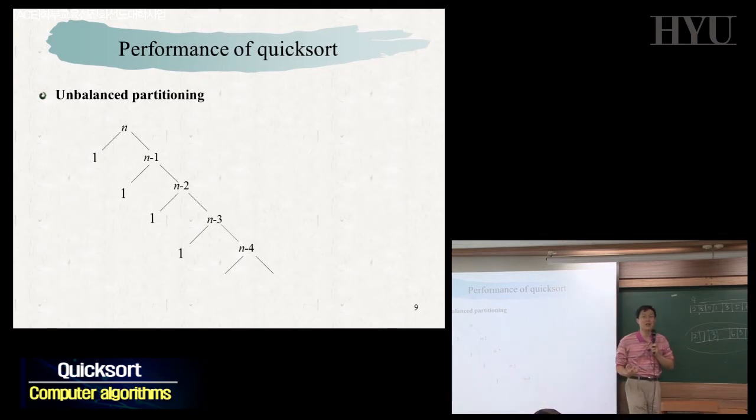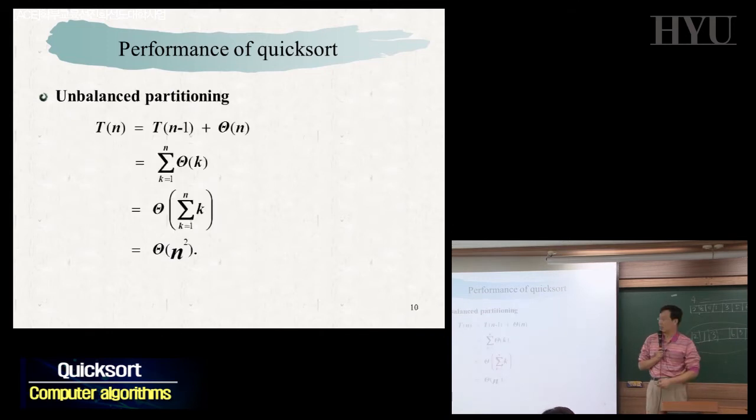So its running time is theta of n squared. So the running time of quicksort is theta of n log n in the best case, and in the worst case, theta of n squared.